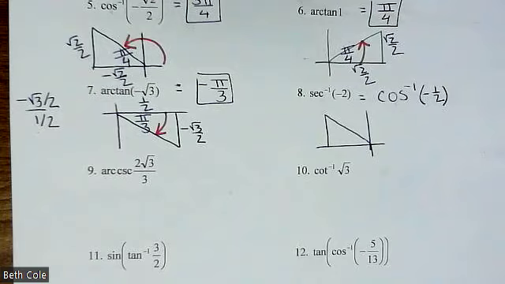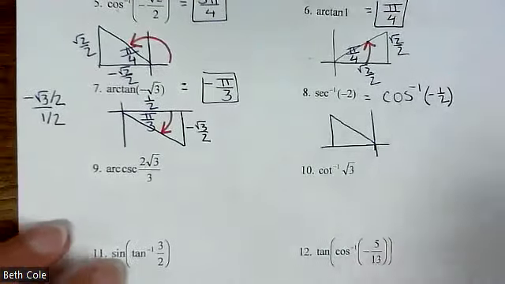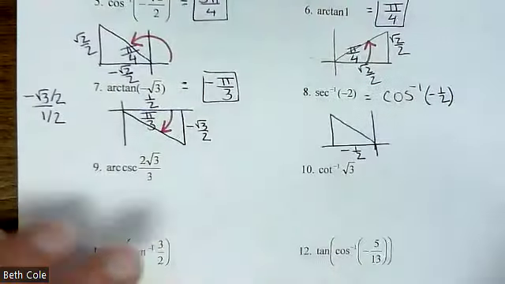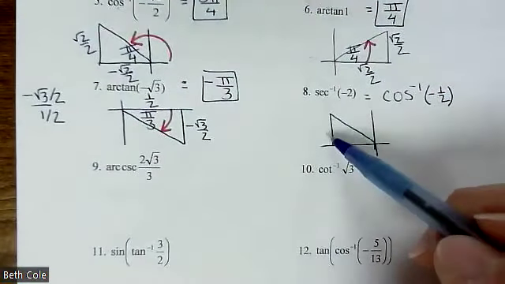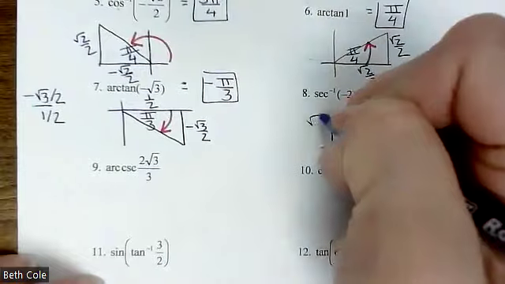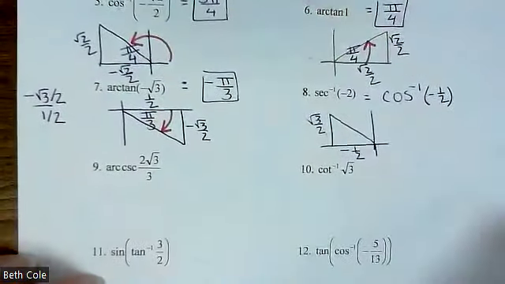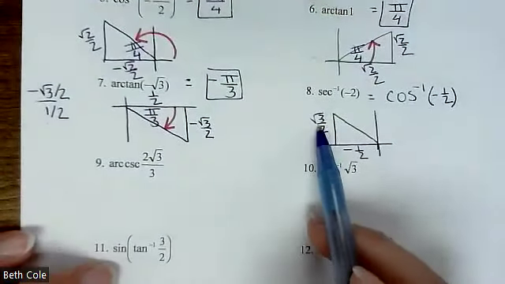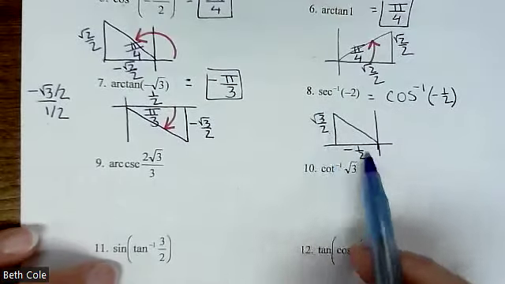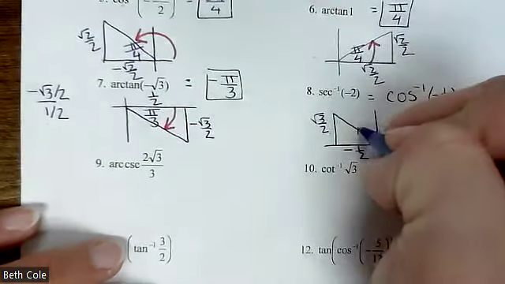Cosine is the x or the y? X. So that -1/2 is your x value. What does that mean the other side is? Square root of 3/2. And so what's your angle across from square root of 3/2? Pi/3.